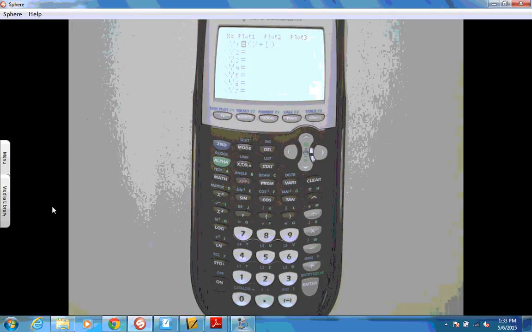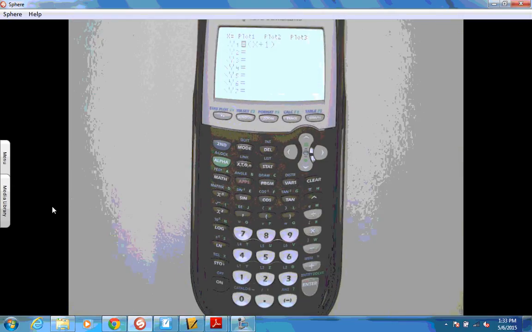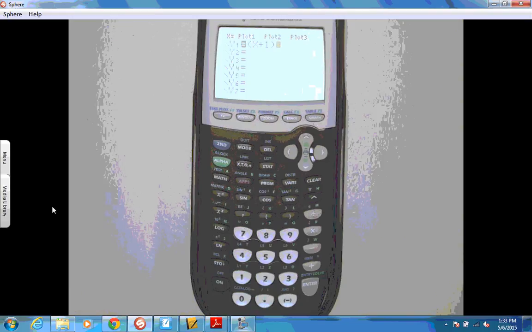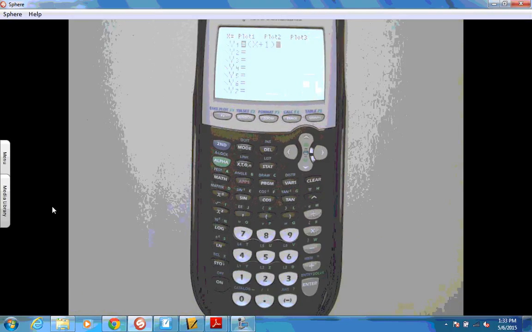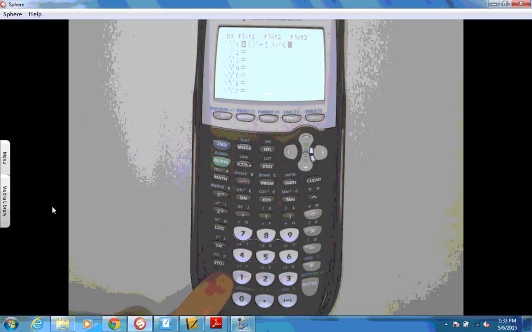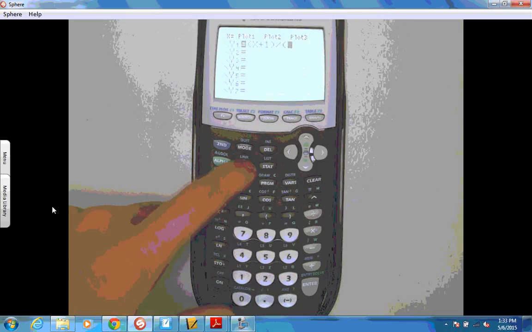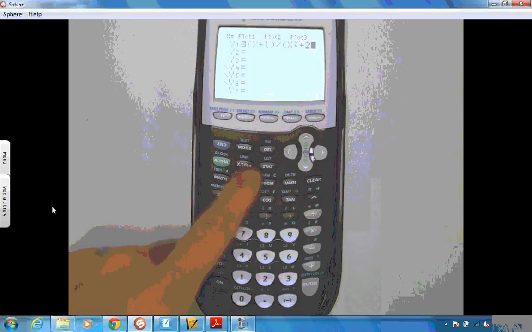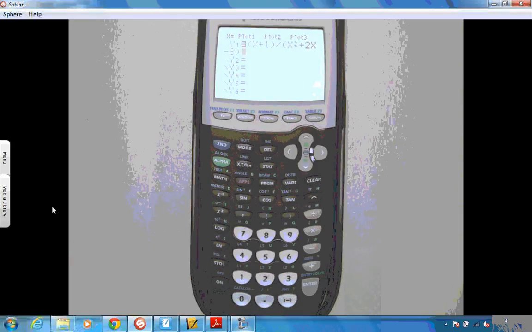Okay, good. The whole thing needs to be in parentheses, that x plus 1. That's my numerator. So you want to put your entire numerator in parentheses, and then your entire denominator in parentheses. So then divided by, what do I have? x squared plus 2x minus 8. And then end parentheses, right?